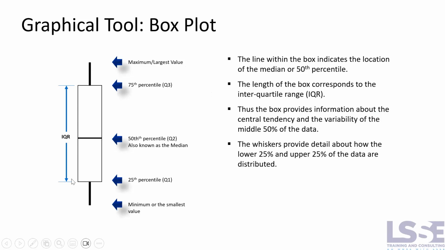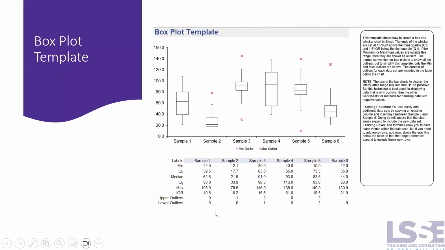So it gives you a visual representation of how scattered your data is, and then you can compare different groups. Okay, example. This is probably how an example of a box plot would look. In this example, there are 6 groups that are being compared.